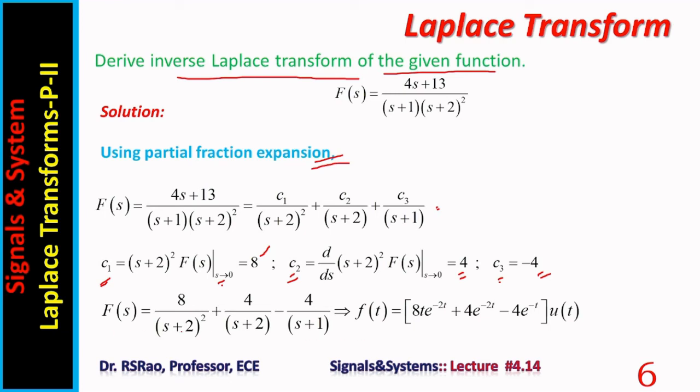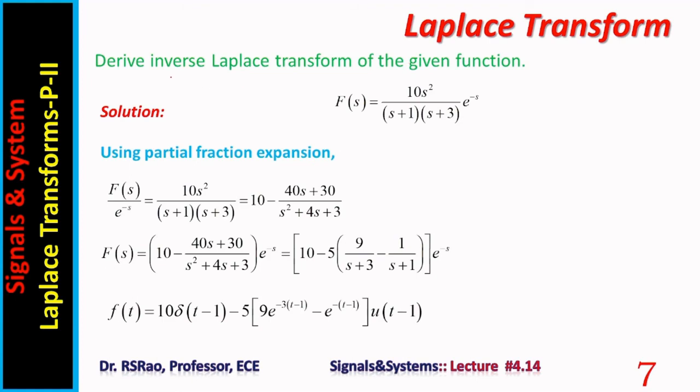Applying inverse Laplace transform on both sides, we get f(t) equal to (8t e^(-2t) + 4e^(-2t) - 4e^(-t)) multiplied by u(t). Here u is the unit step function.